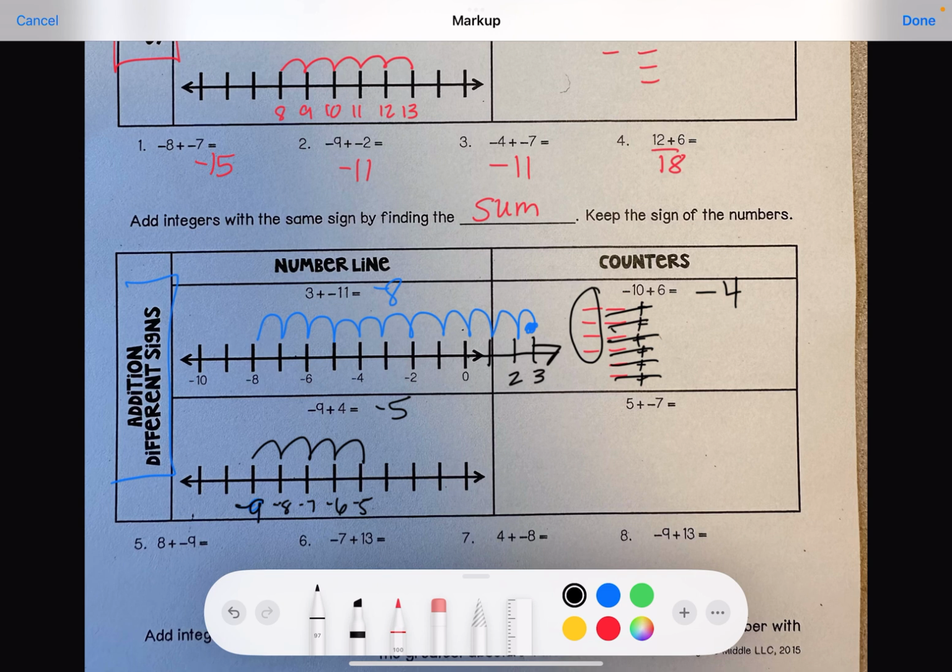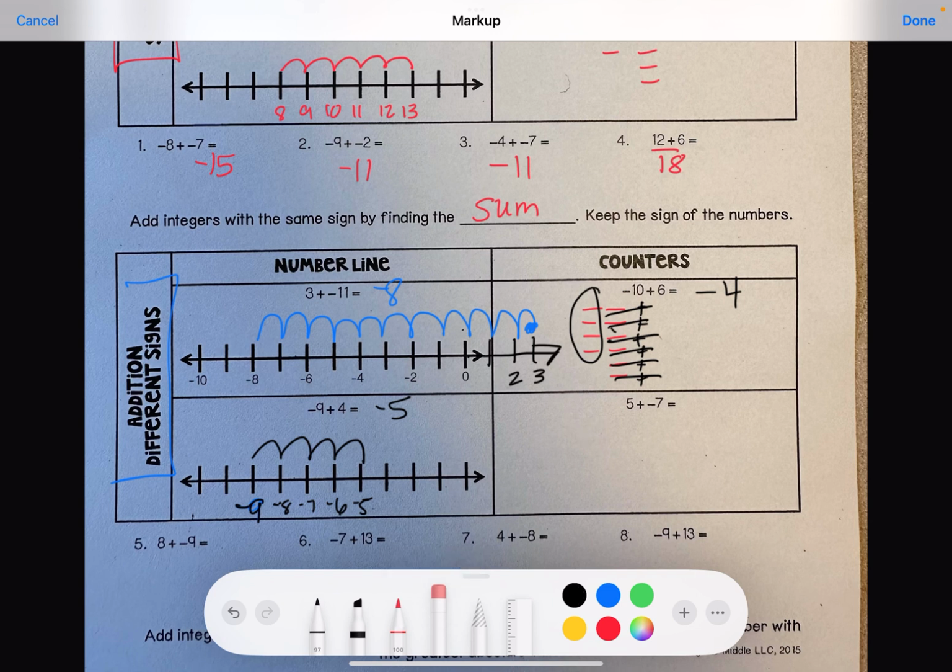So we know that negative 10 is less than 6, but because there are 10 negatives there, there's more negatives than there are positives. So you would simply subtract 10 minus 6 is 4. And because the bigger number is negative, it would be negative 4. Okay, let's do the same thing for this one right here.